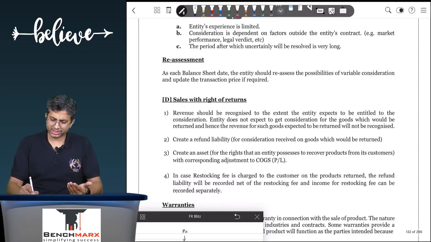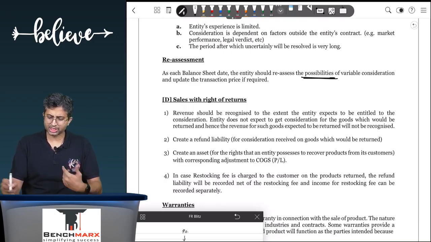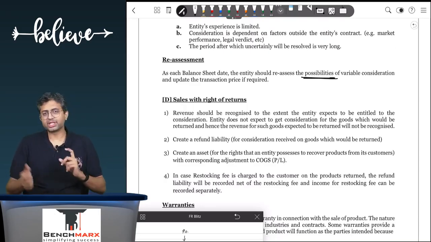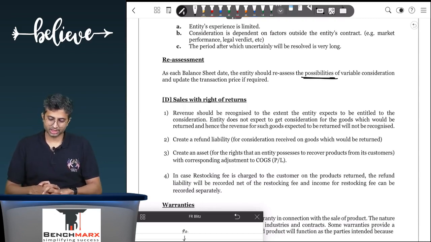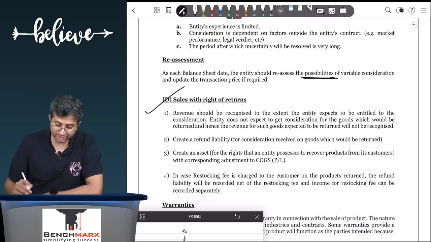Reassessment: you will keep on reassessing the possibilities of variable consideration at each balance sheet date, and if there is a change, you will consider that as well. A few special cases involve sales with the right to return.